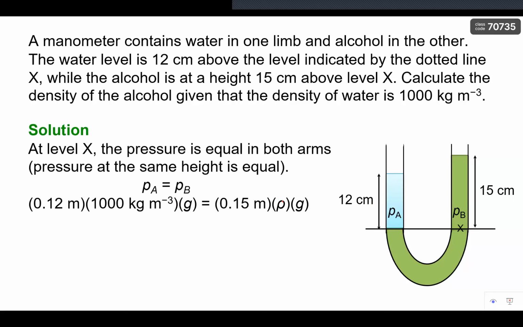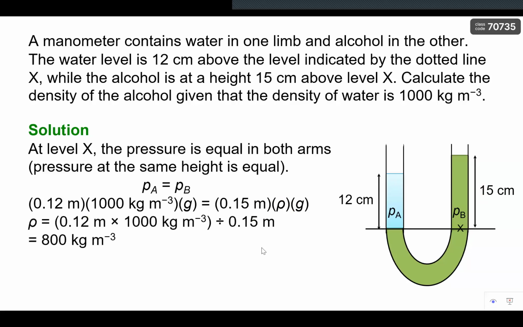I don't know what the density of this alcohol is, so I let it be rho. Then g is 10, times the height of 0.15 meters. So I'm able to solve for my density in this case. My density is 800 kg per meter cubed. Next question, the same thing over here.